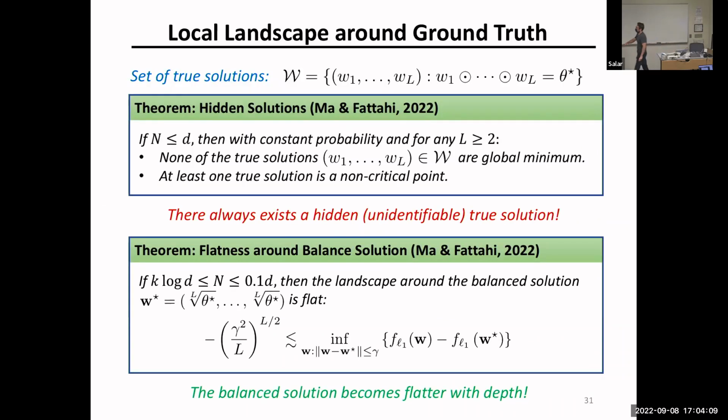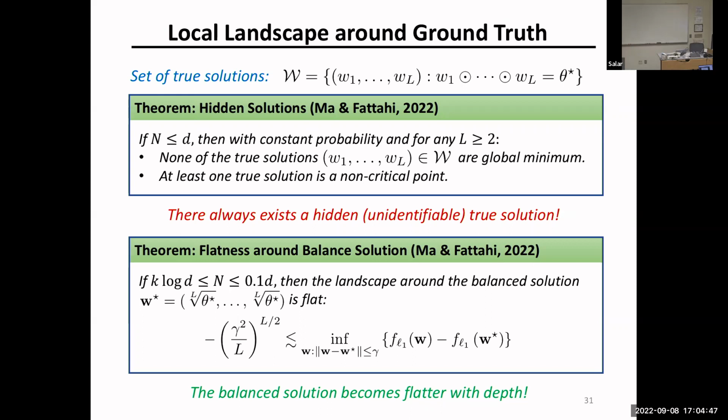So suppose that W star is the balanced solution. So that W star is the collection of all these weights. Each weight is, not square root, Lth root of theta star, right? All these elements are the same. Okay, this theorem basically says, suppose that there's a radius, gamma. If gamma is small, so we have an upper bound for gamma, I didn't mention here, for sufficiently small gamma, this infimum is lower bounded by this value right here.